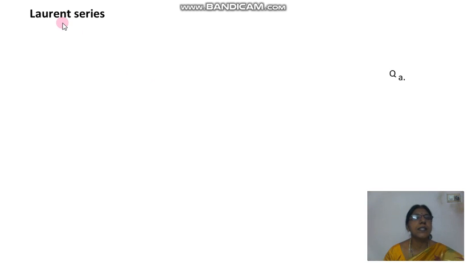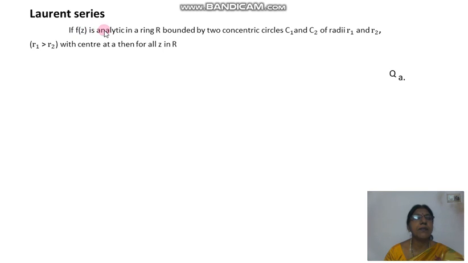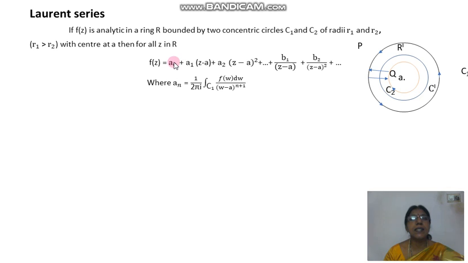Okay students, now we see the next series, which is the Laurent series. See the statement: if f of z is analytic in a ring R bounded by two concentric circles C1 and C2 of radii R1 and R2, where R1 is greater than R2, with center at A, then for all z in R we have f of z is equal to a naught plus a1 (z minus a) plus a2 (z minus a) whole square and so on, plus b1 by (z minus a) plus b2 by (z minus a) whole square and so on.